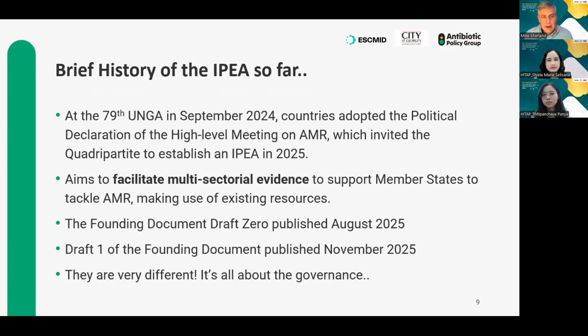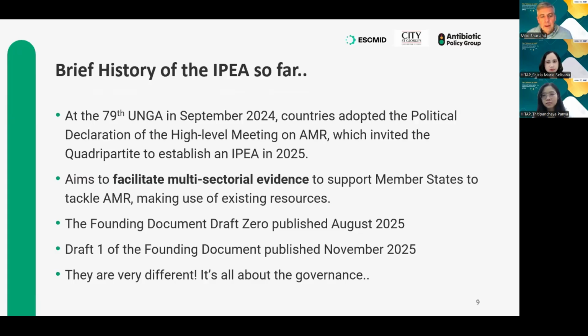of existing resources. The panel doesn't have much money, as we'll discuss as we go along, but it is designed to try and have outputs that we'll talk about that actually member states hopefully will find helpful and will actually try and improve the implementation of policies to try and tackle AMR.